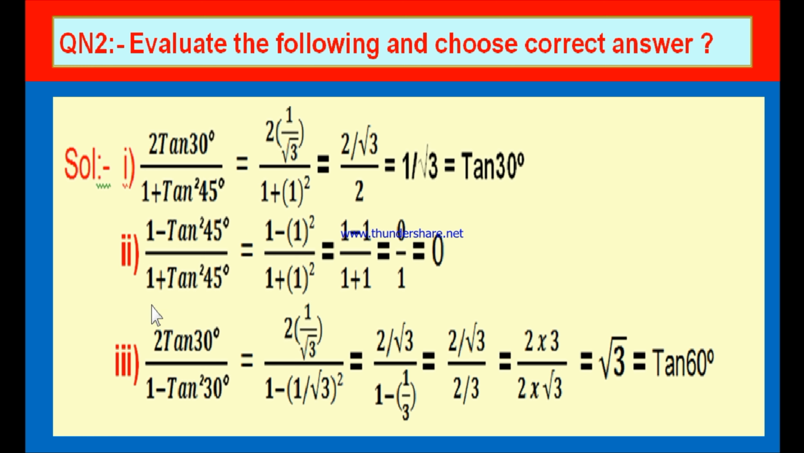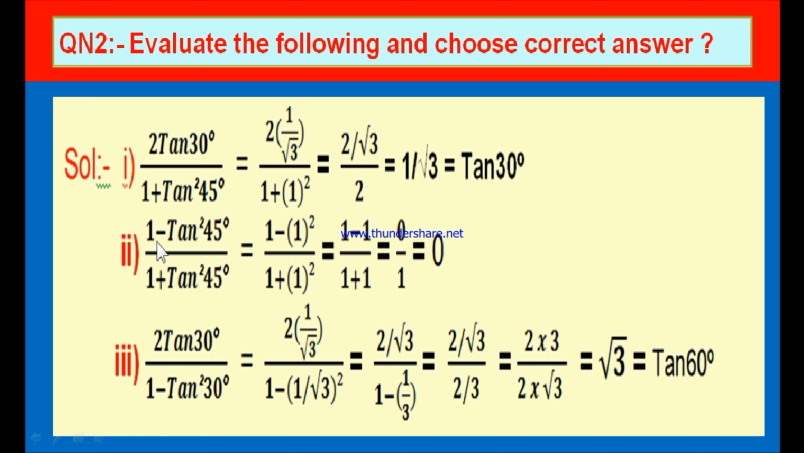But these 3 questions have given some multiple choice answers. Therefore, out of the given 4 options, 1 by root 3 is not given, but in the place of 1 by root 3 we have given tan 30 degrees. We know that tan 30 degrees value is 1 by root 3. Therefore, you can choose the answer as tan 30 degrees.